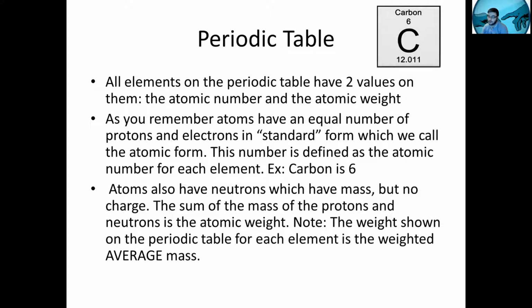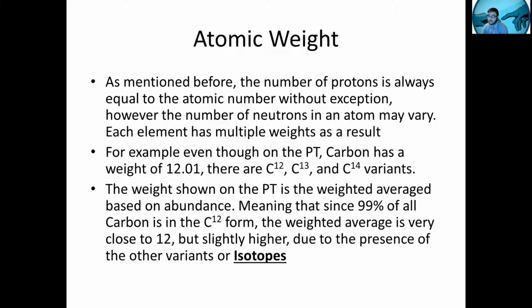And a very important note, the weight shown on the periodic table for each element is the weighted average of all the masses that element can be in. So unlike with electrons and protons that have a very fixed number, an atom can have a varying number of neutrons, right? So for example, even though on the periodic table, carbon has a weight of 12.01, which would make you think there's 6.01 neutrons, which by itself doesn't even make sense, right? How can you have 0.01 of a neutron?